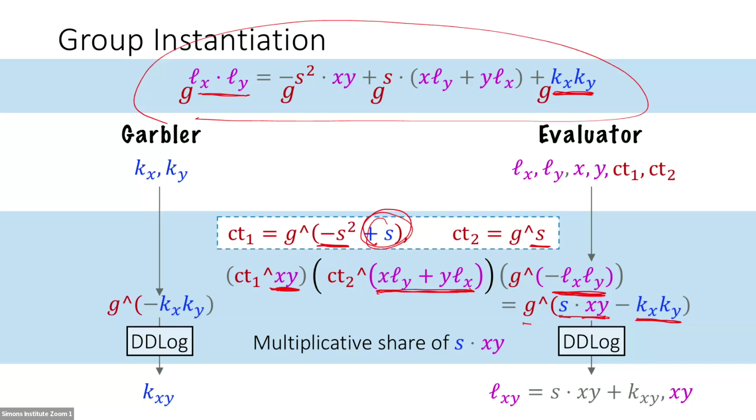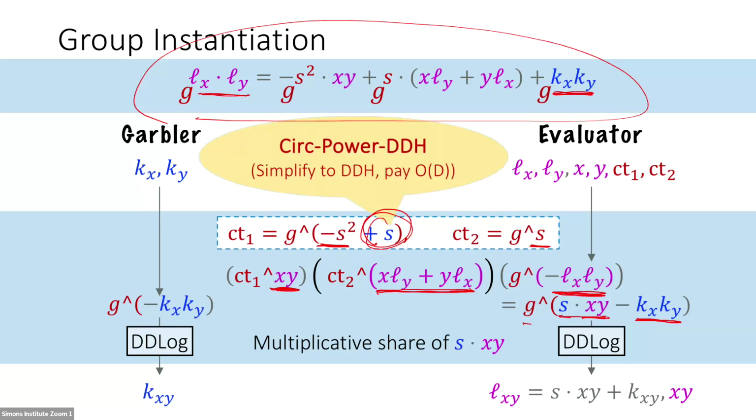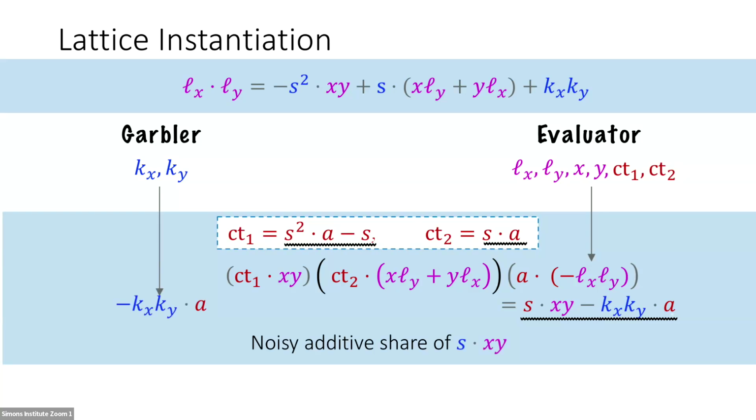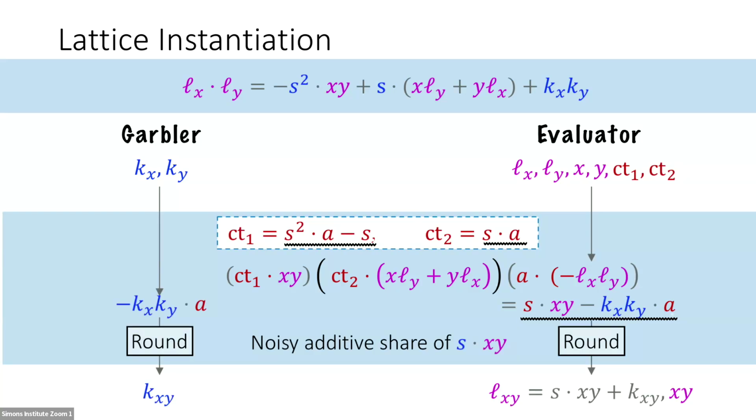Distributed discrete log. Okay. So as is, this already gives us an AHMAC. This relies on what we call circular power DDH in order for this to be safe to give out these encodings. If we're willing to pay order D amount of communication, we can simplify the assumption to the standard DDH. We also have a lattice instantiation, which would become closer to Shell's protocol, but I won't go into them. The idea is fairly similar to the group.